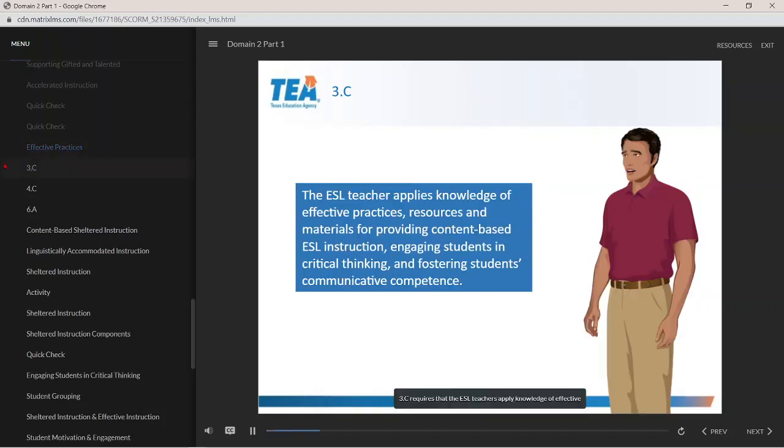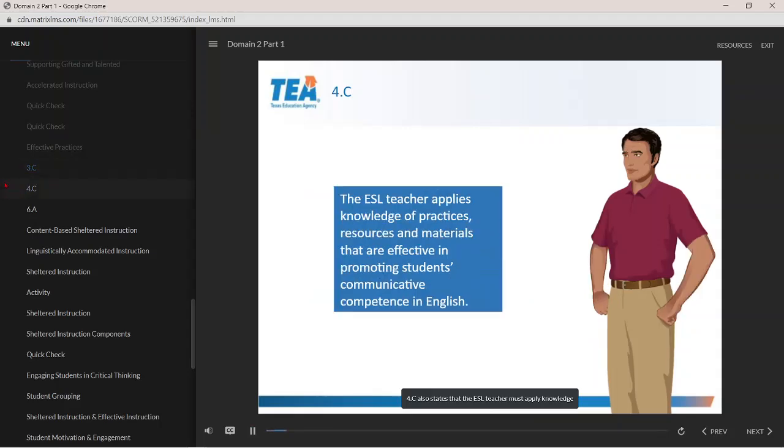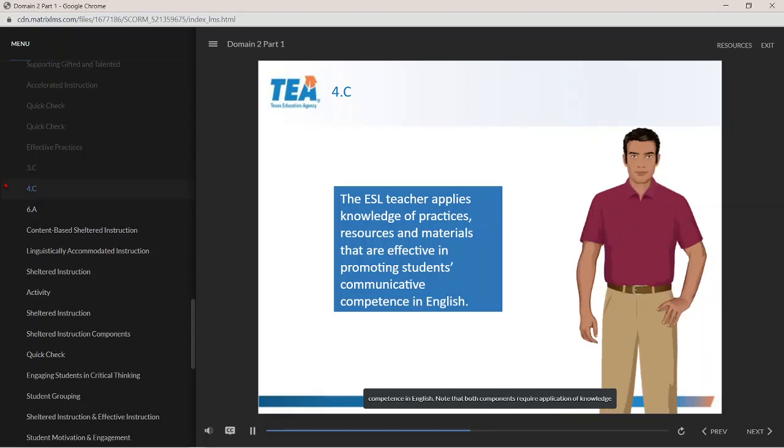3C requires that the ESL teachers apply knowledge of effective practices, resources, and materials for providing content-based ESL instruction, engaging students in critical thinking, and fostering students' communicative competence. 4C also states that the ESL teacher must apply knowledge of practices, resources, and materials that are effective in promoting students' communicative competence in English. Note that both components require application of knowledge so as to foster and effectively promote students' communicative competence, and 3C specifically refers to content-based ESL instruction.